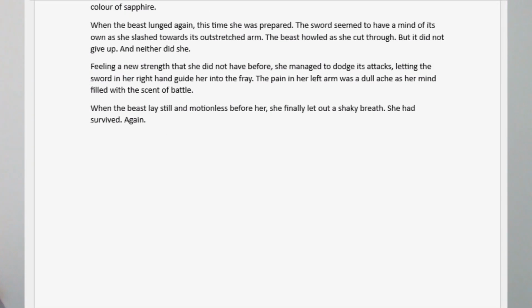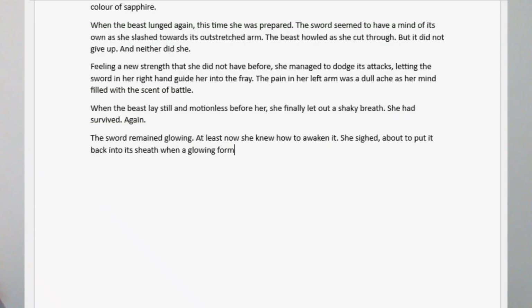So first of all, it's really important to know the point of view. Some of the most commonly used points of view in stories are first person, second person, and third person. The point of view refers to how you are telling a story and who the story is revolving around.